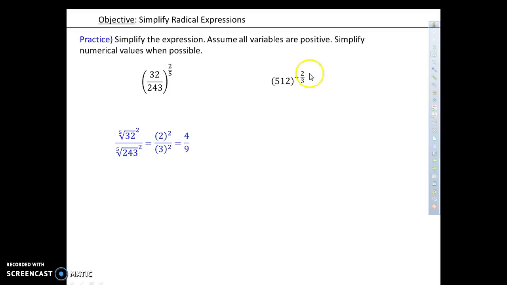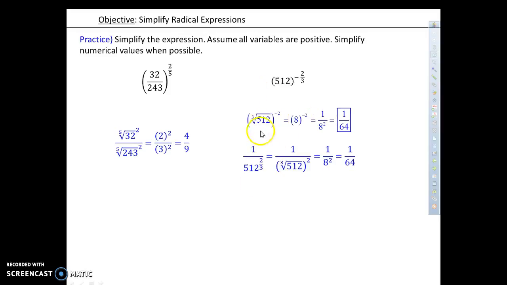Okay, hopefully you have tried this guy and distributed the negative 2/3. After you distribute the negative 2/3, the 512 goes into the bottom, right, with the power of 2/3. This becomes positive. I take the cubic root of 512, and then I square it. So 8 squared gives me 1 over 64. Another way that you can do that is the negative can stay with the power on the outside. You can take the cubic root of 512 to get 8, and then 8 to the negative 2nd becomes 1 over 8 squared, which is 1 over 64.